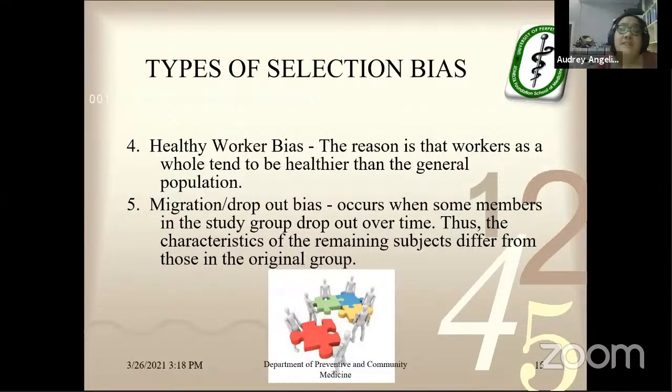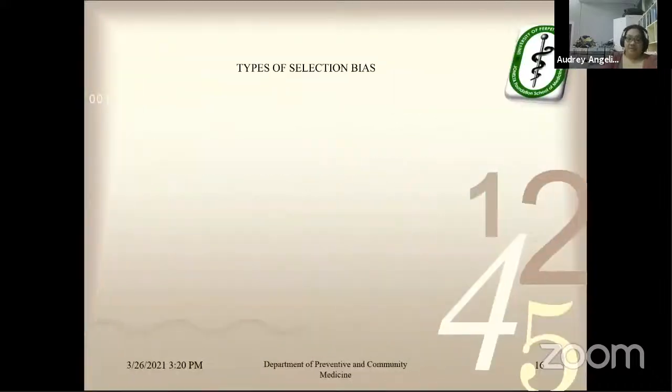So this is your migration or dropout bias. This occurs when members drop out over time. So the characteristics of the remaining subjects would differ from those who were originally included and eventually dropped out. Okay?